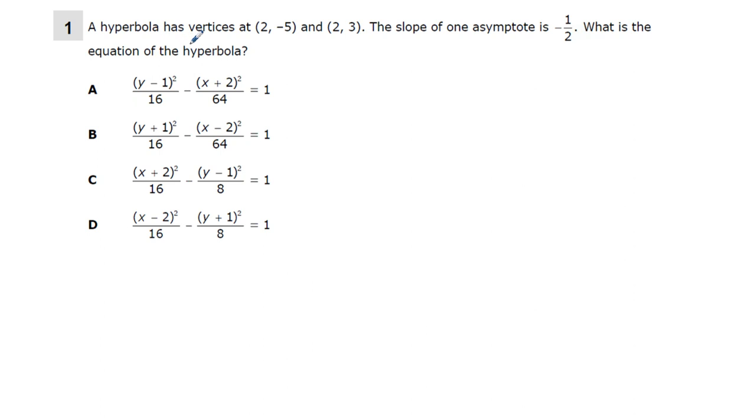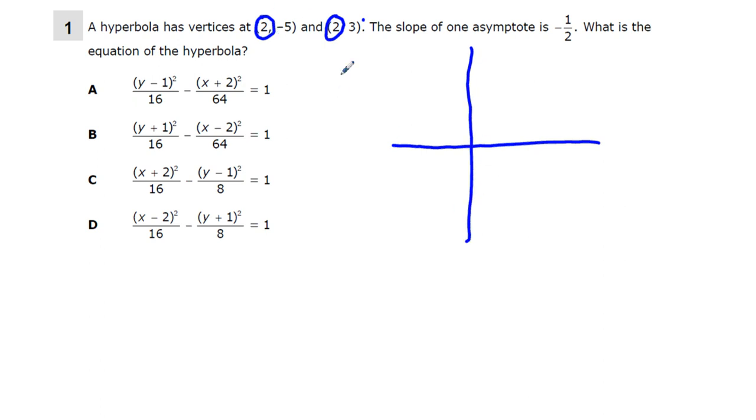The first one: a hyperbola has vertices at (2, -5) and (2, 3). The slope of one asymptote is -1/2. What is the equation of the hyperbola? Now, I've only recently started going over the conic sections, and what we can do is just look by orientation. We have the same x value in each case, and so what that means is just drawing a quick little sketch of what's going on.